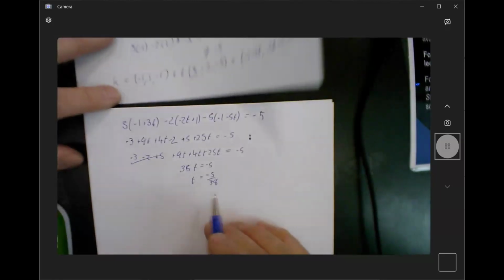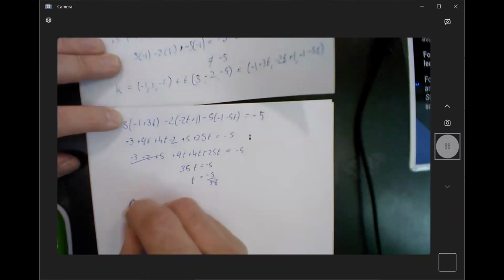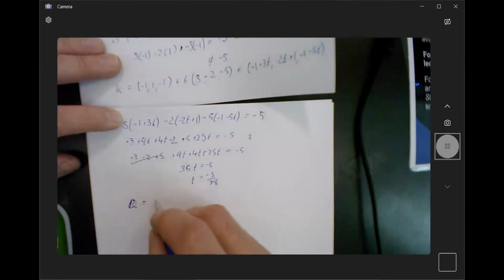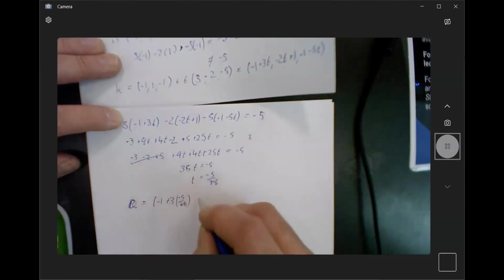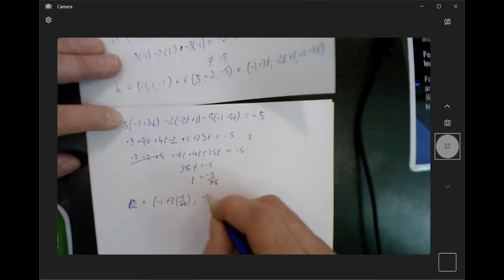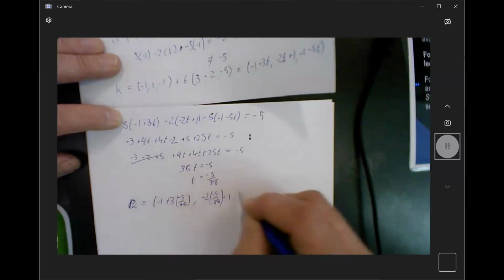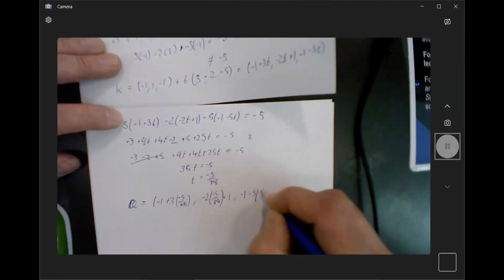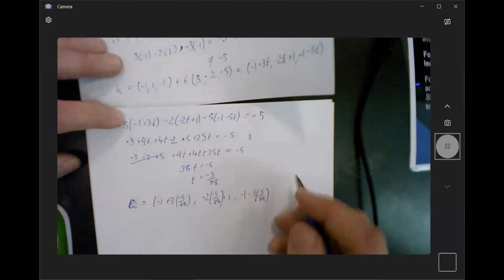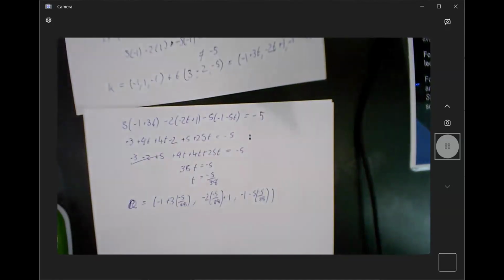Okay, so we've got this distance. That tells me that the point, I'm going to call it Q, which is on the plane, is going to be equal to -1 plus 3 by -5 on 38, -2 by -5 on 38 plus 1, -1 -5 by -5 on 38. These numbers suck. Okay, that's my point wherever this is. I'm not even going to try and simplify that for you.